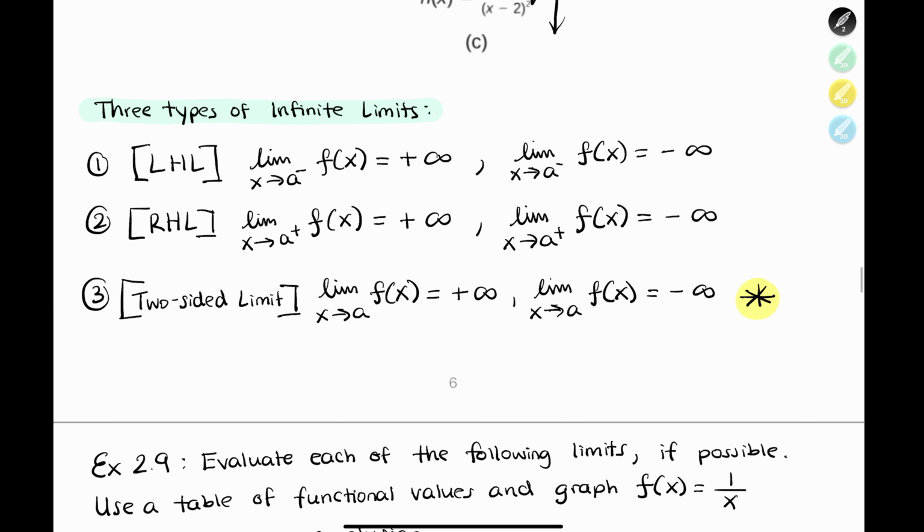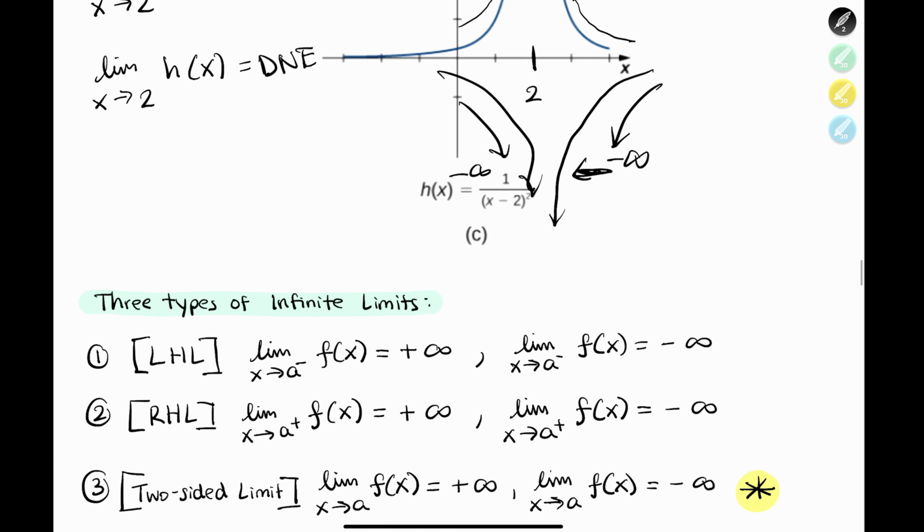And our last case, our third case, is the two-sided limit, saying that the limit of f of x as x approaches a is equal to positive infinity, and the limit of f of x as x approaches a is equal to negative infinity. We can write it like this, but I put this little asterisk over here because this is actually not a correct way to say it, but you are allowed to notate it like this.